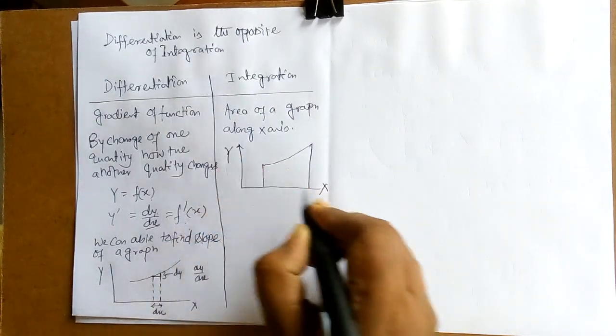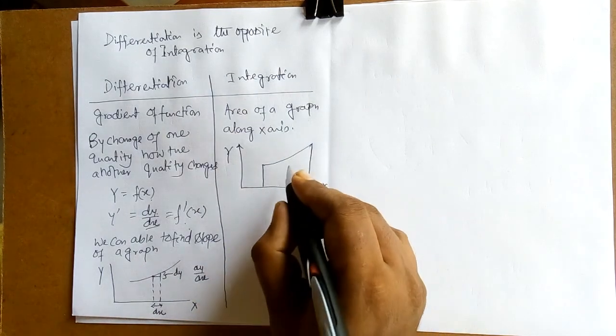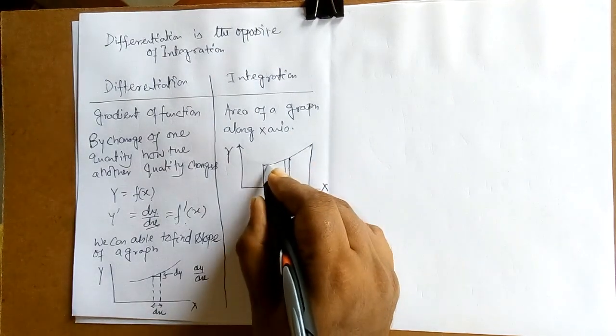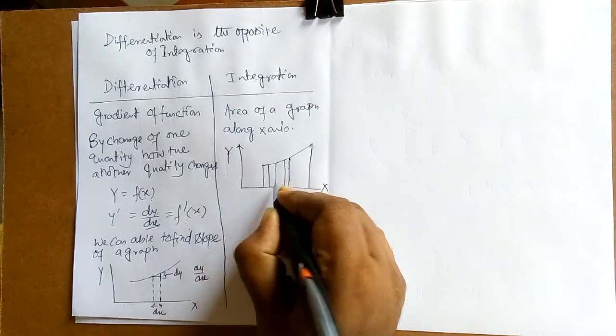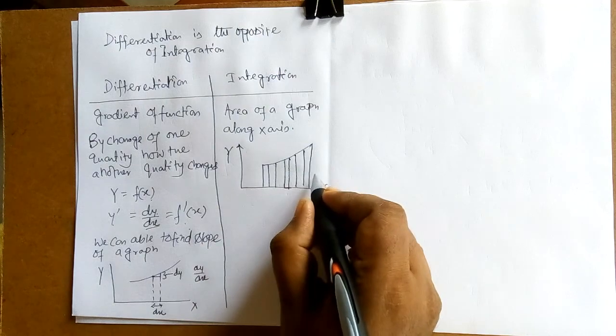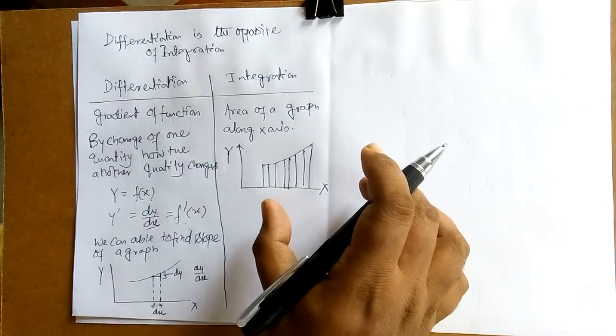If it is y, if it is x, I just want to find the whole thing. That means in differentiation we just find the smallest stripe. And here, what we have done just now is finding the stripes, and by adding all the stripes we will get the total area.